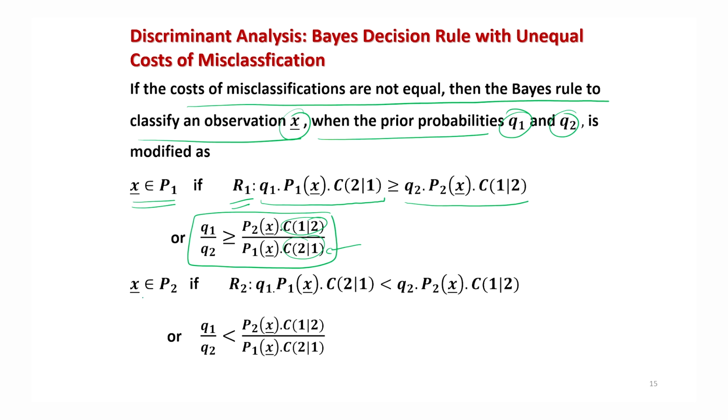Similarly, X belongs to the second population P2 if it is in region R2, obtained when Q1 P1(x) C21 is less than Q2 P2(x) C12, or Q1 upon Q2 is less than P2(x) C12 upon P1(x) C21. Here also, if these costs are equal, they will cancel each other.